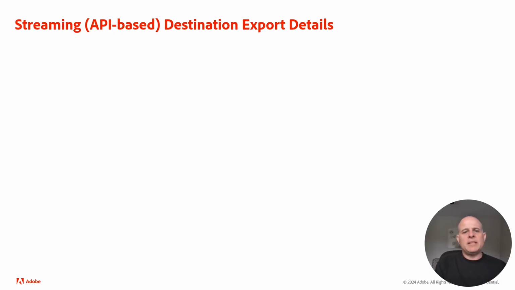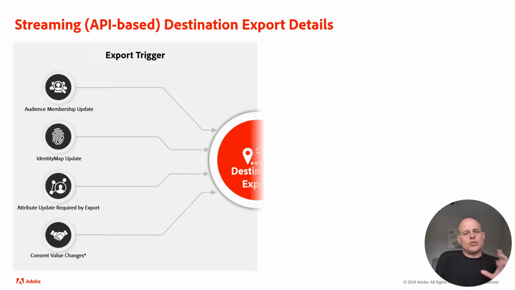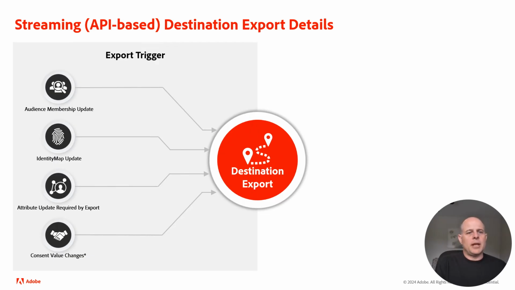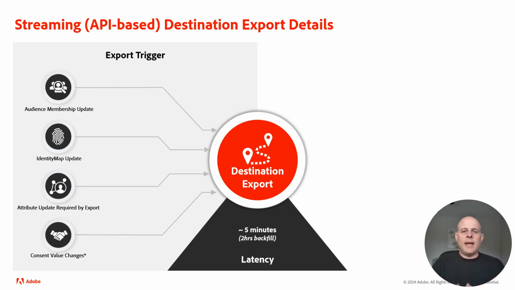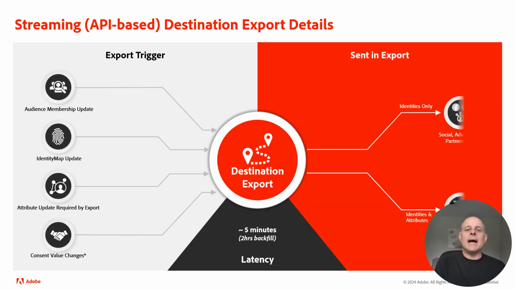So streaming destinations, let's take a look at this. Streaming destinations really are saying that I have these triggers here, and those triggers are saying I need to kick off an export, and I'm going to send that downstream somewhere. What triggers that are things like the audience membership updates, the identity map updates, anything you see on the left-hand side here. Now, when that kicks off, we're going to get about a 5-minute latency for it to do its processing before it sends it out.